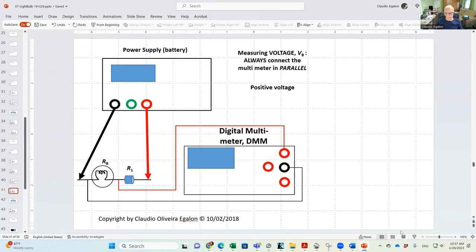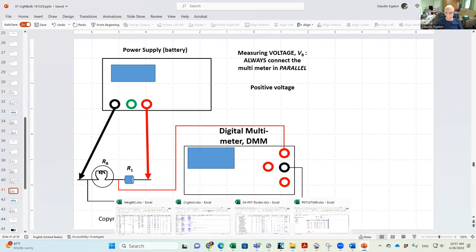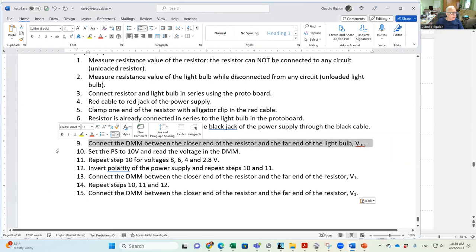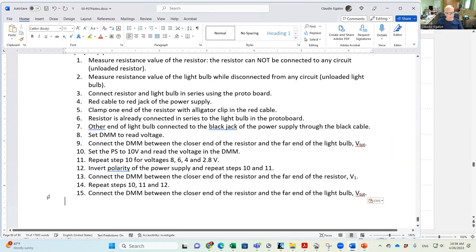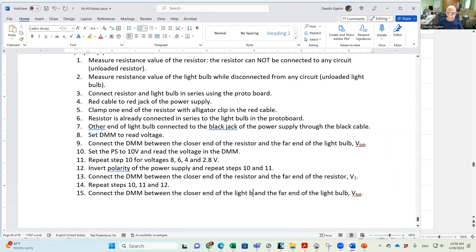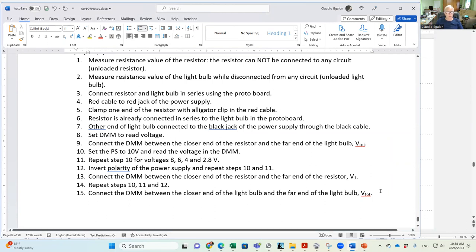Okay, now you're going to get the electric potential for the bulb. Connect the DMM between the closer end of the light bulb and the far end of the light bulb. That's going to be V sub B, right?